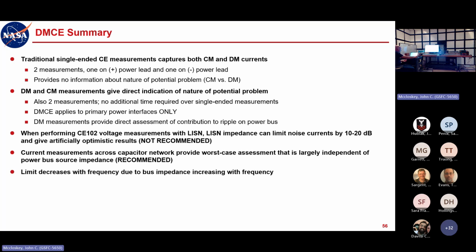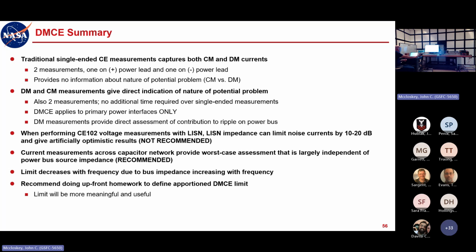And then the limit, when we talked about the limit last week, that limit decreases with frequency due to the bus impedance increasing with frequency. And this is a follow-on to the discussion last week about recommending upfront homework to define an apportioned differential mode conducted emissions limit, so that the limit is more meaningful and useful, and will be much less stringent than the default limit and minimize unnecessary waivers.